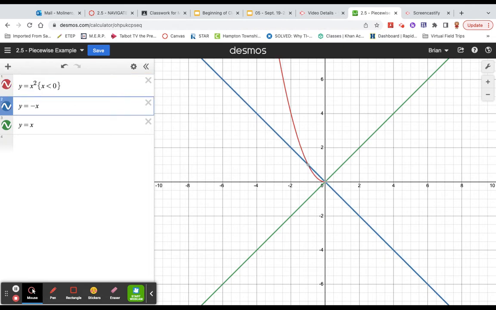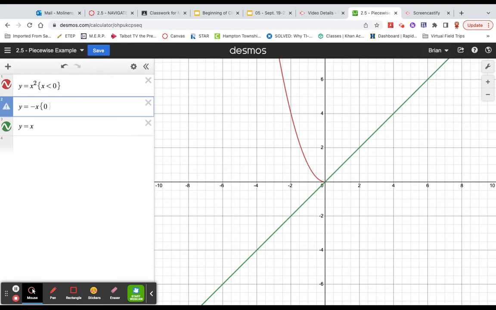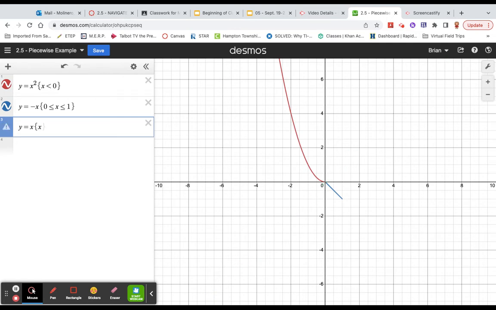Same thing for y equals negative x, but this one we're going to stay between 0 and 1. So we're going to say x is greater than or equal to 0, but also that x is less than or equal to 1. And you can see that my blue graph, my y equals negative x, is restricted to this tiny space here when it was that entire line. And for the last one, we'll go x is greater than 1 and finish the graph.